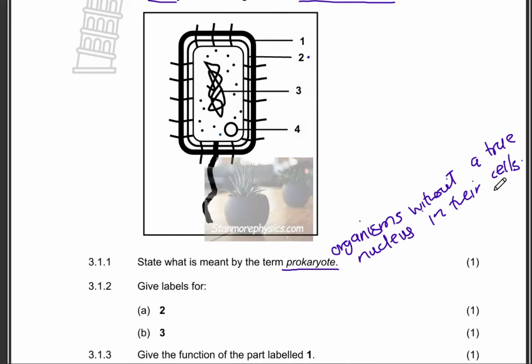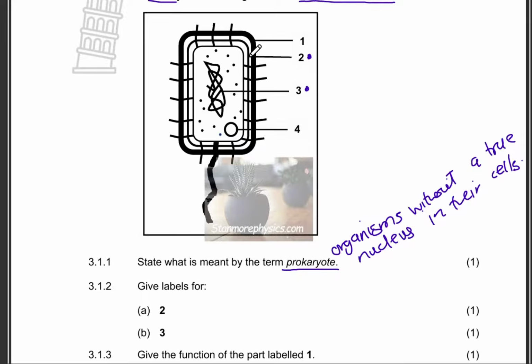All right, or you could have said organisms without a definite nucleus. You could have also spoken about the membranes. It doesn't have membranes in their structures that we find within the cells. So give labels for 2 and 3. So there is structure labeled 2, and there is structure labeled 3.